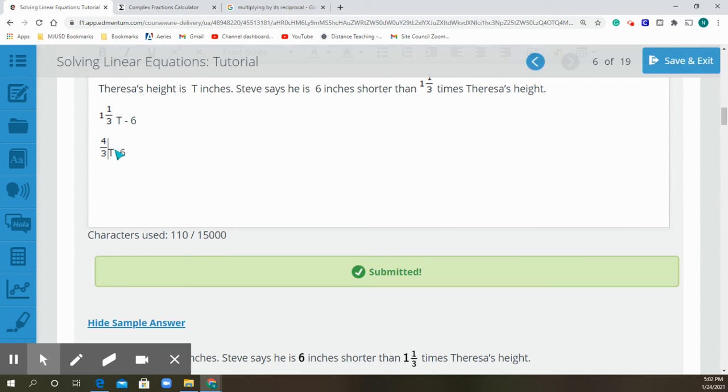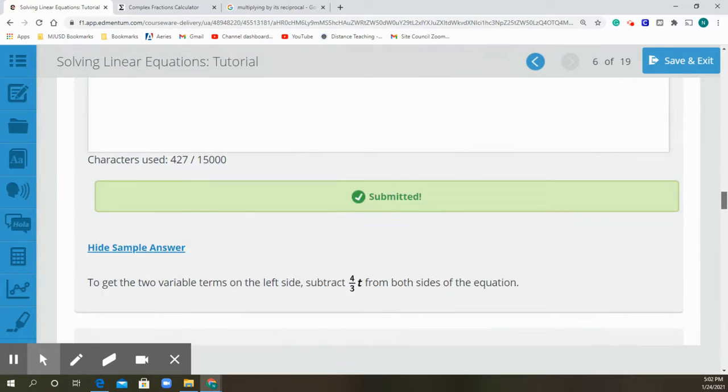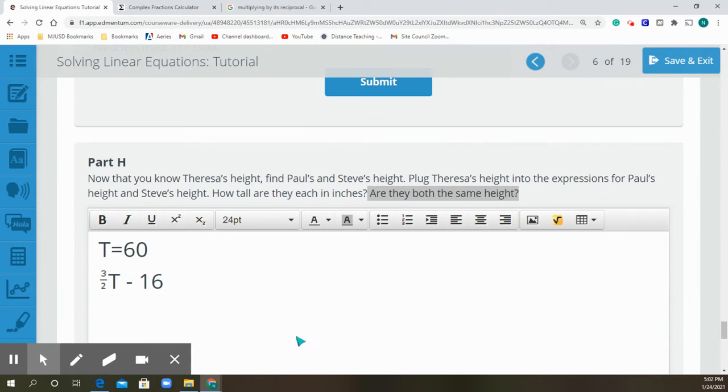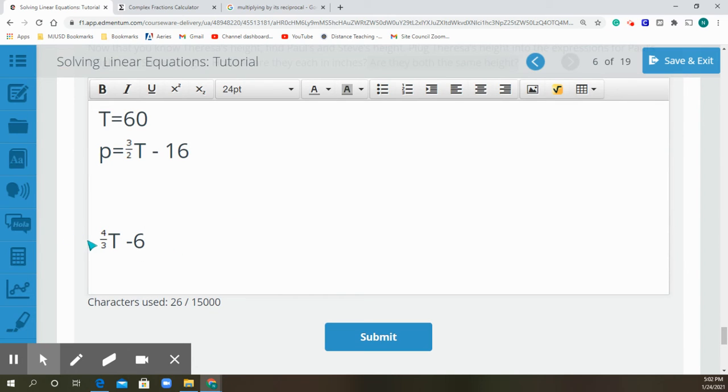Dang it, I keep pushing the wrong buttons. Copy, that one's for Steve. And now remember, for precision, we want to do that one equals for Paul. And this one is for Steve.